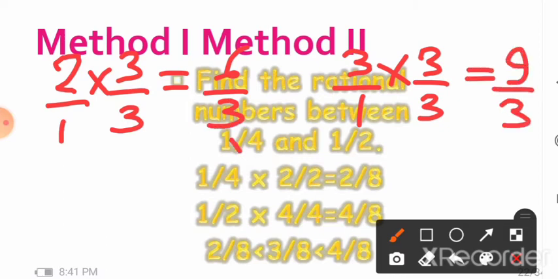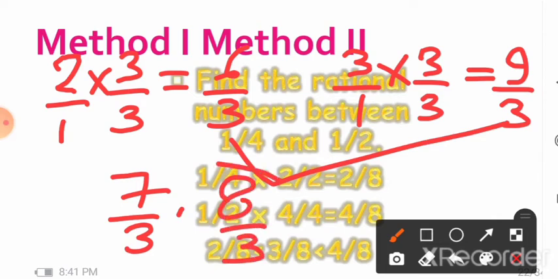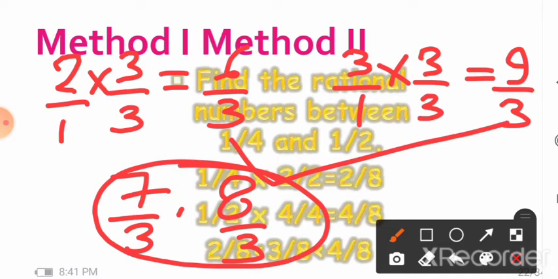So in between there are two rational numbers. After 6 by 3 comes 7 by 3, and the next one is 8 by 3. So these are the two rational numbers between these numbers. This is the method to calculate more than one rational number between two numbers.